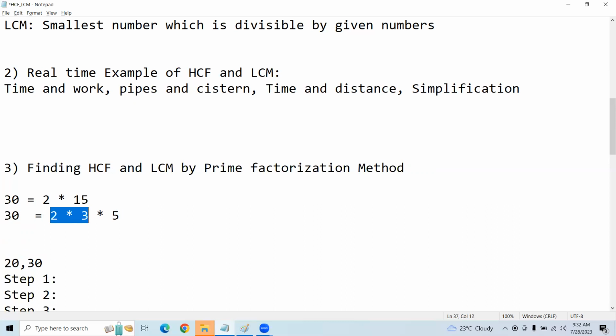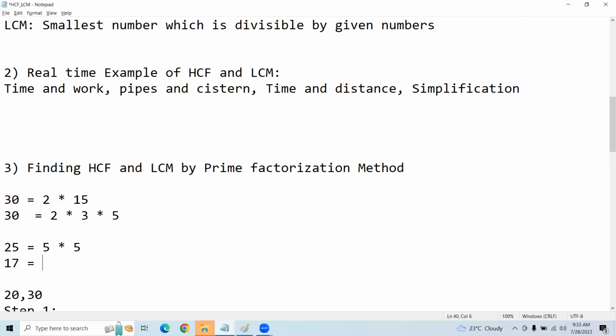2 3s are 6, 6 5s are 30. This we can say is a product of prime numbers. 2, 3, 5 all are prime, right? So this is the prime factorization of 30. Let's take the number 25. What is the smallest number by which 25 is divisible? After 1, it is directly 5. So can we say 5 into 5? Yes. So 5, prime numbers only.